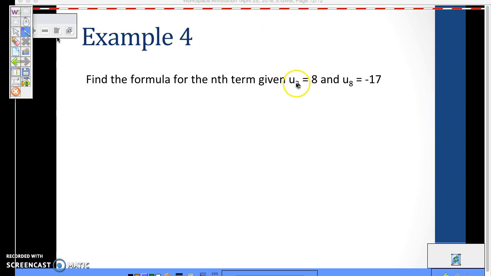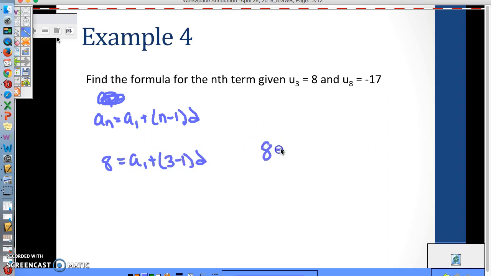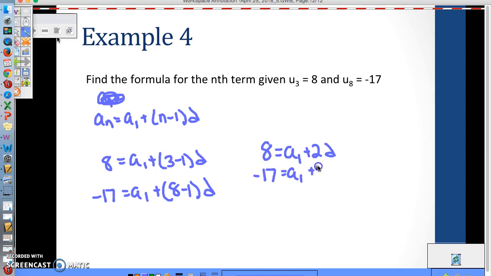Find the formula for the nth term given the third term is 8 and the 8th term is negative 17. So this is similar to one that we've done already. We're going to use this idea, that a sub n equals our first term plus n minus 1 times our difference. So we know our 3rd term equals our first term plus 3 minus 1 times d. So 8 equals a sub 1 plus 2d. And negative 17 is our first term plus 8 minus 1 times d. So negative 17 equals a sub 1 plus 7d.